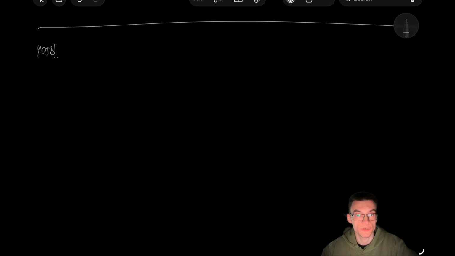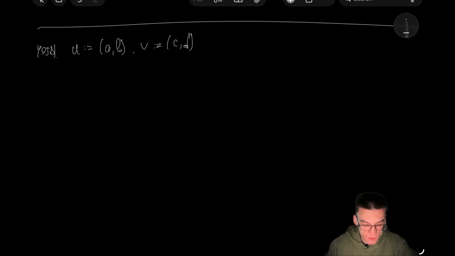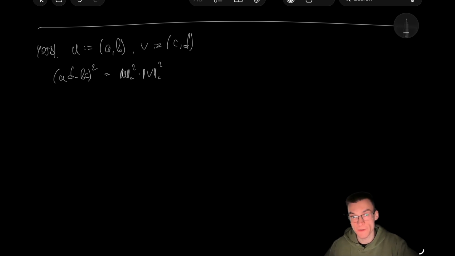So for a two-dimensional case, Lagrange's identity looks like this. Suppose we have vector u, which looks like a and b, and vector v, which looks like c and d. These are the two components of these vectors. Now, by Lagrange's identity, it is given that (ad minus bc) squared equals the second norm of vector u squared times the second norm of vector v squared. The second norm is the magnitude of this vector, essentially. This is the same thing. Difference with the u, v scalar product, squared. So how to prove that?